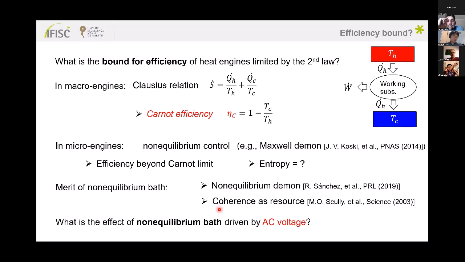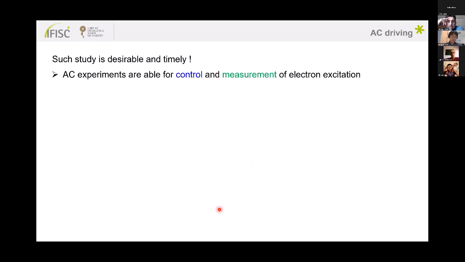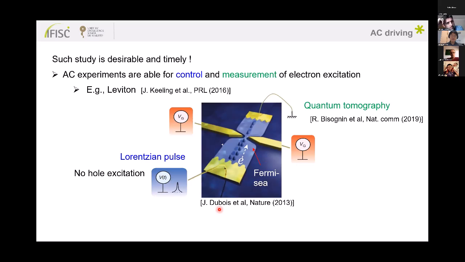Then our specific motivation is: what is the effect of a non-equilibrium bath when we drive it using an AC time-dependent voltage? Such a study is desirable and timely because high-frequency AC experiments have shown a remarkable ability to control and measure electron excitations in solid-state devices. Here is the example of the so-called leviton.